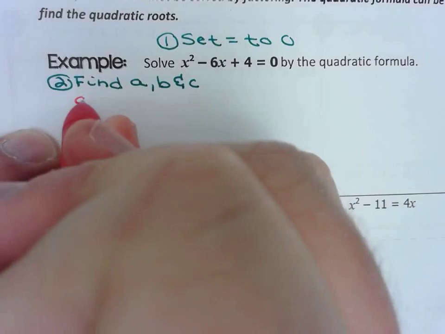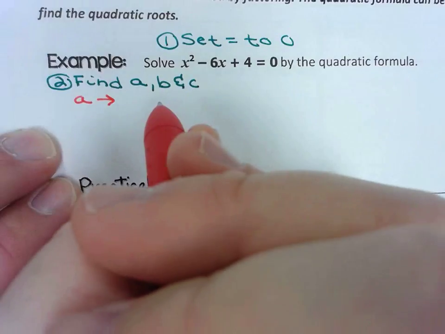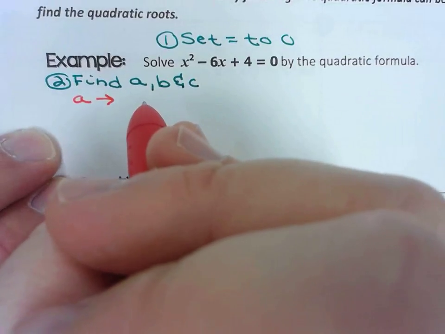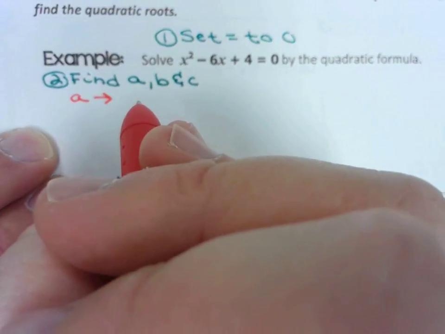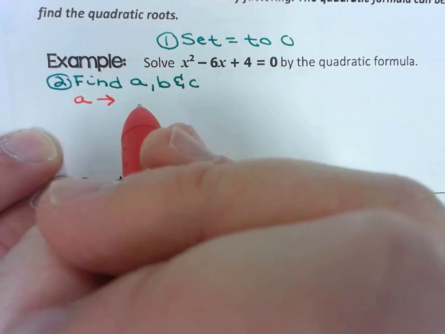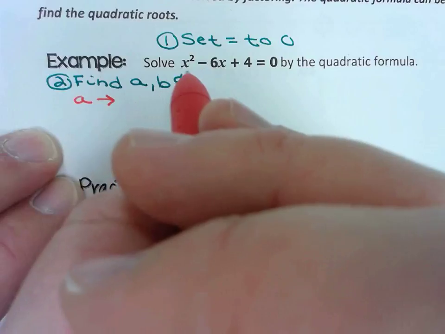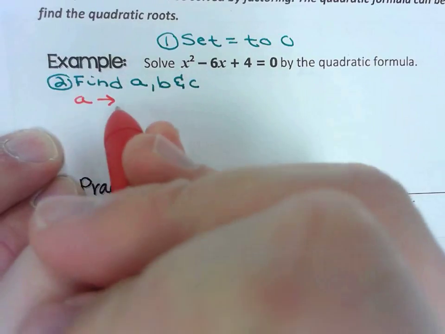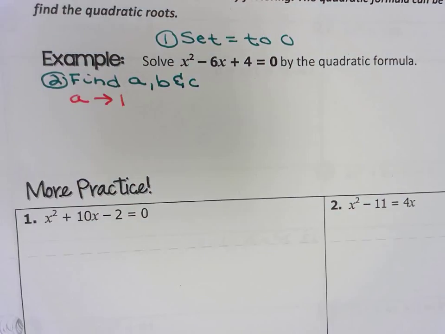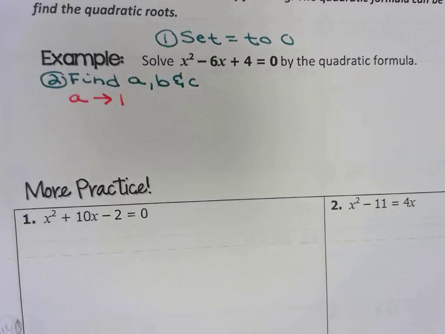If I look at this quadratic, what's my A value? It has something to do with the x squared, but the actual A value is 1. It is the number in front of x squared. There's nothing there, so we assume it's a positive 1. So my A value is a positive 1.